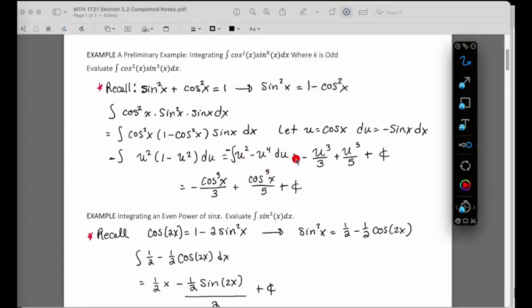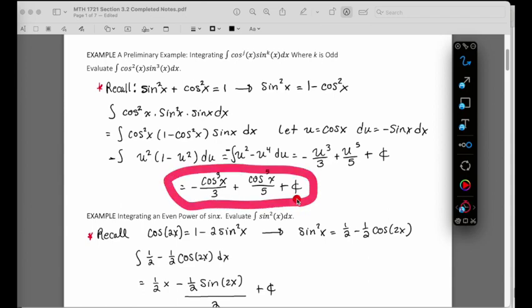All right, so when I evaluate this, I get minus u to the third over 3 plus u to the 5th over 5, and that becomes a plus because I have a double negative, and then plus my constant. And then I go back and resubstitute in terms of x, so I have minus cosine to the 3rd over 3 plus cosine to the 5th over 5 plus c as my final answer.